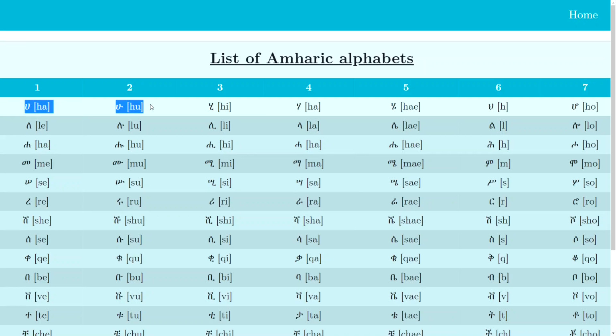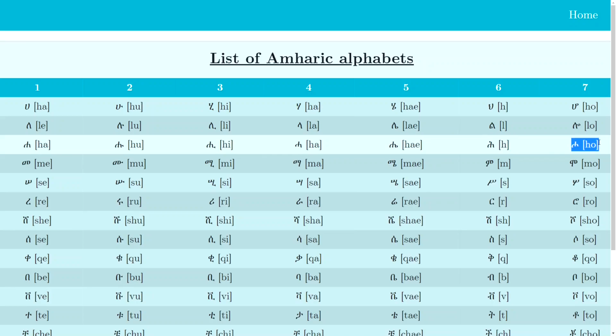So we will first look at how to pronounce it. We will give examples and we will conclude our lesson. The first alphabet we pronounce like ha, hu, he, ha, he, ho.